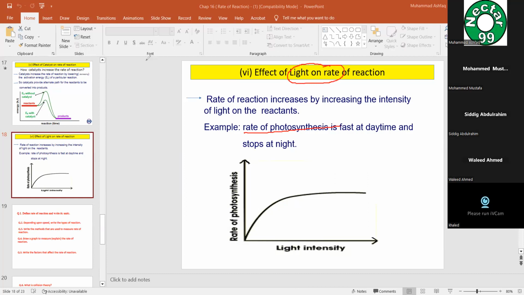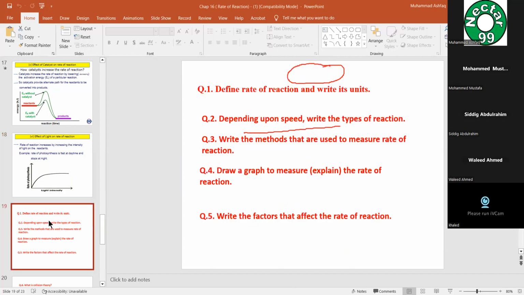Here you have a couple of assessment pages. The first one is here: define the rate of reaction.